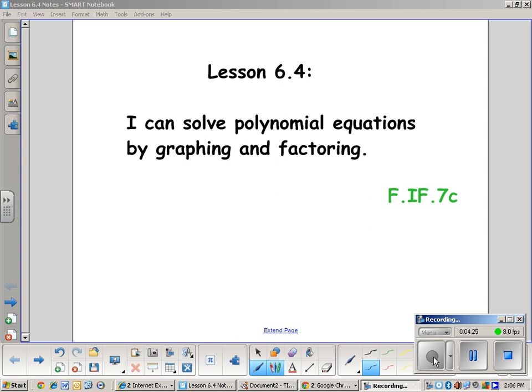Okay? Good. Now today we're going to learn how to solve by factoring. We already did the graphing yesterday. Today we're going to focus on factoring.